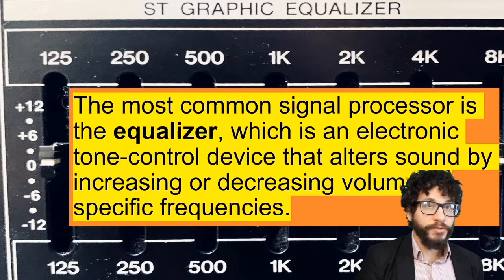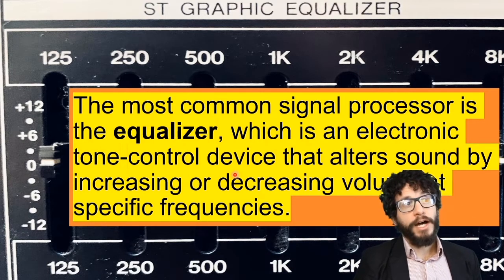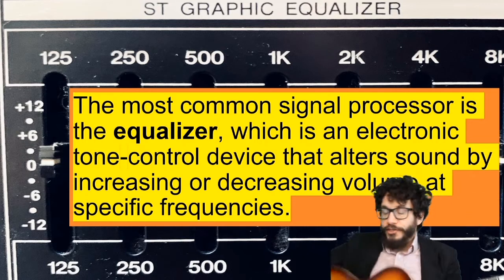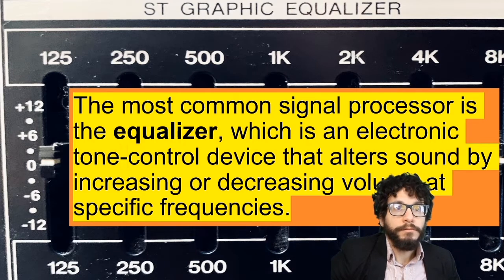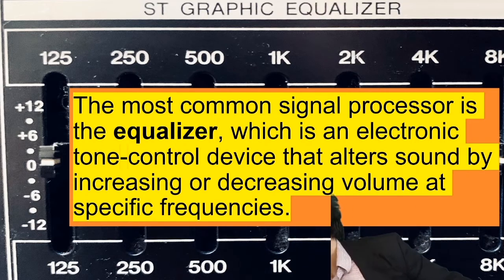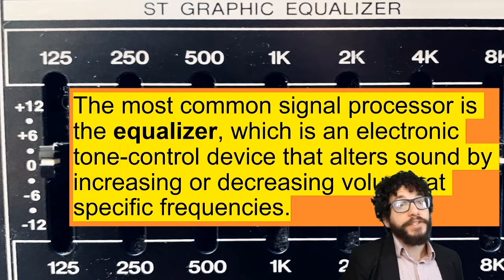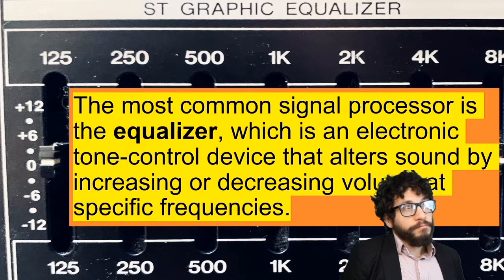The most common signal processor is the equalizer, which is an electronic tone control device that alters sound by increasing or decreasing volume at specific frequencies. The tone knob on an electric guitar is a kind of equalizer. That's me just manipulating the tone knob. It's a very simple equalizer. So an equalizer is an electronic tone control device that alters sound by increasing or decreasing volume at specific frequencies. Because of this, they're sometimes called spectrum processors.